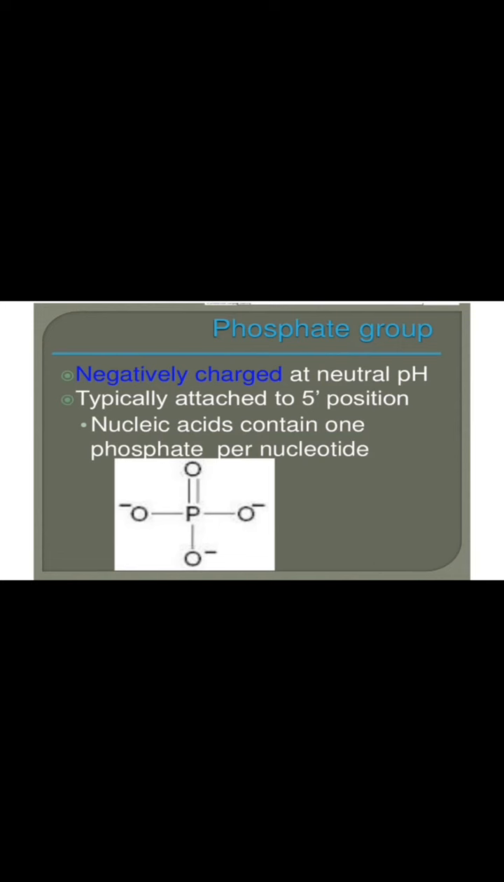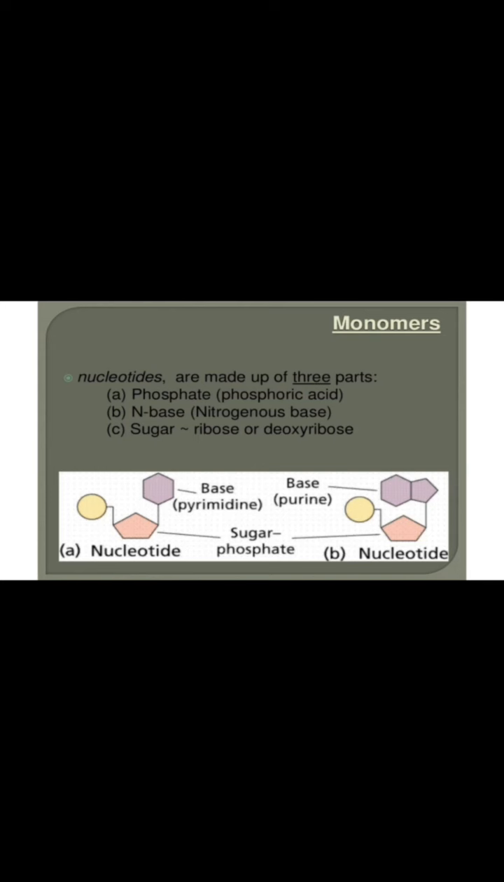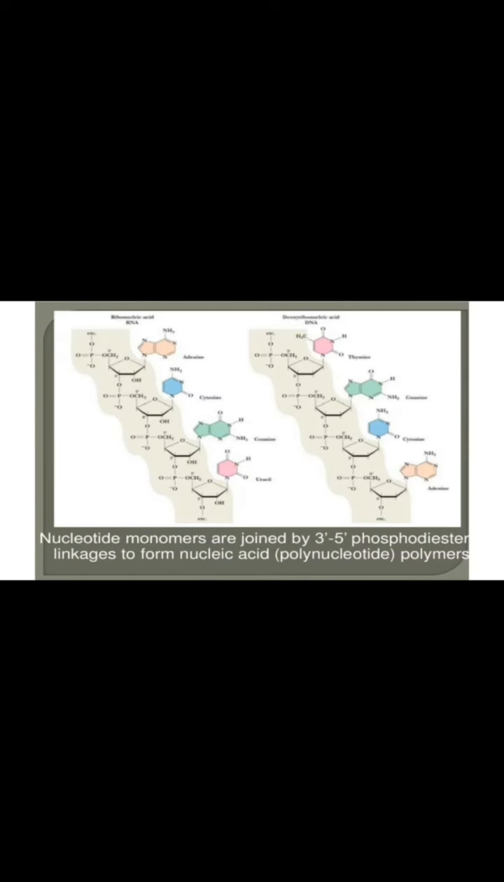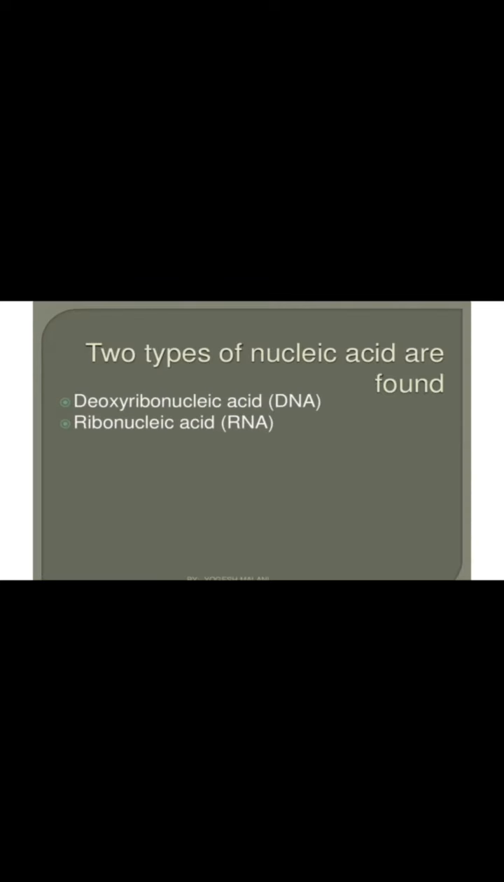Phosphate group. It is negatively charged at neutral pH, typically attached to the fifth position. Nucleic acid contains one phosphate per nucleotide. Monomers: nucleotides are made up of three parts: phosphoric acid, a nitrogenous base, and sugar, ribose or deoxyribose. Nucleotide monomers are joined by 3',5'-phosphodiester linkages to form nucleic acid polymers, that is, polynucleotides.